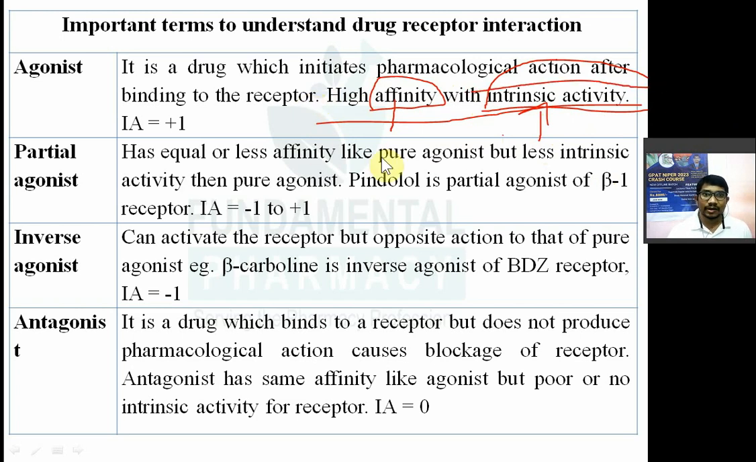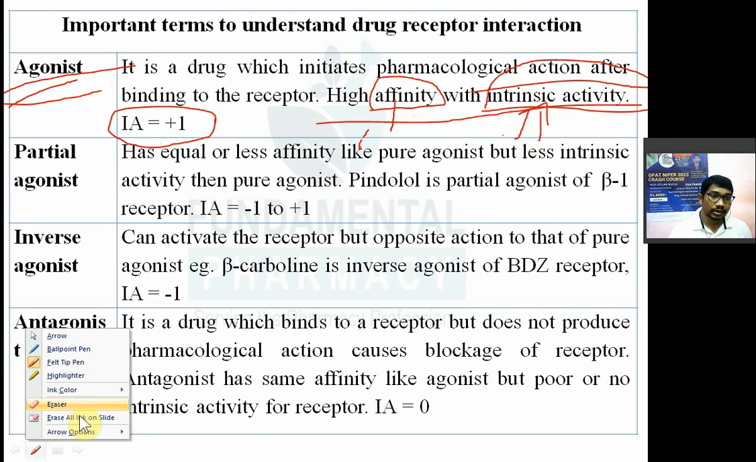So affinity means ability to combine with the receptor. Ability of drug to combine with the receptor is affinity, and after combining, the ability to produce the pharmacological effect is known as the intrinsic activity. So your agonist will have high affinity as well as high efficacy or high intrinsic activity. You have to remember. Now you can say full agonist or agonist will have इंट्रिंसिक एक्टिविटी +1. इसका इंट्रिंसिक एक्टिविटी क्या होता है? पॉजिटिव होता है. It will produce an effect, that's why positive, right?